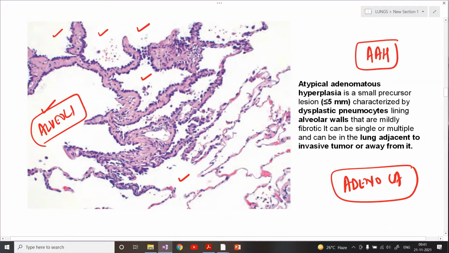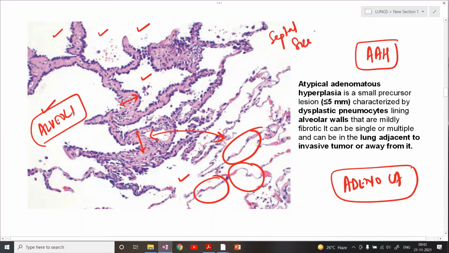Now, if you see normally, can you see this? This is the normal alveolar septa that you see. It is very thin. Now, if you compare this alveolar septa over here, can you compare with this? The septal size has increased over here. This is the first point you have to notice.